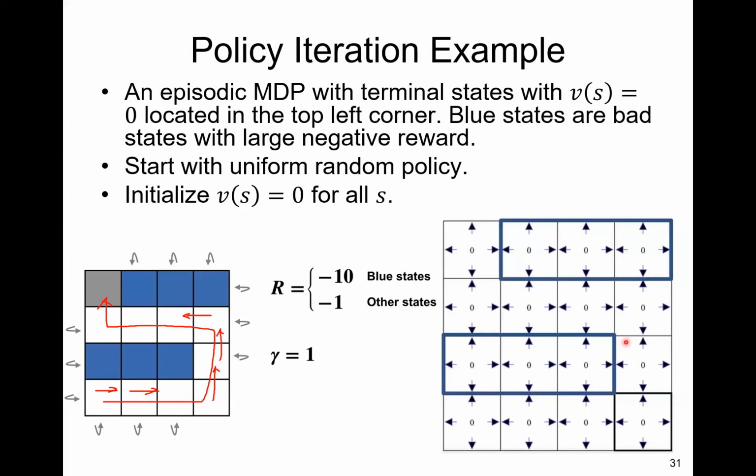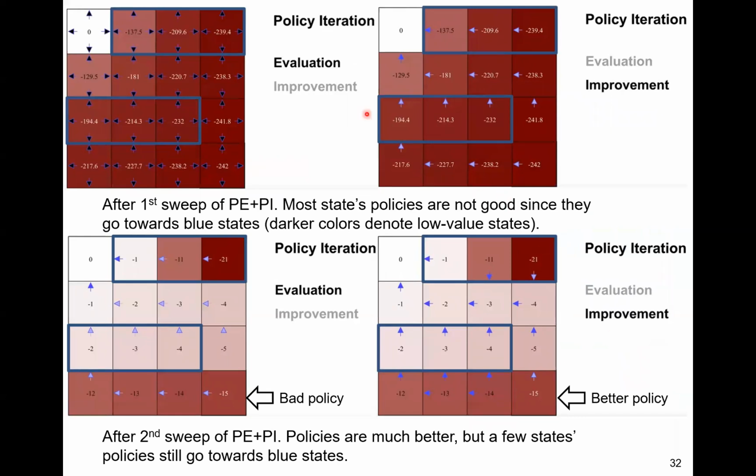Initialize all the v's to be 0. So you run one iteration of policy evaluation, and you get these value functions for every state. Most states' policies are not good because they go towards the blue states. A darker color indicates lower valued states. So you can see minus 238, minus 232. It's expected because you are wandering around on the grid with no purpose, and your only chance of escaping the grid by going into the upper left corner is by chance. So the farther away you are from the upper left corner, the less likely you'll wander into that state, so the more negative your value function will be for the random policy.